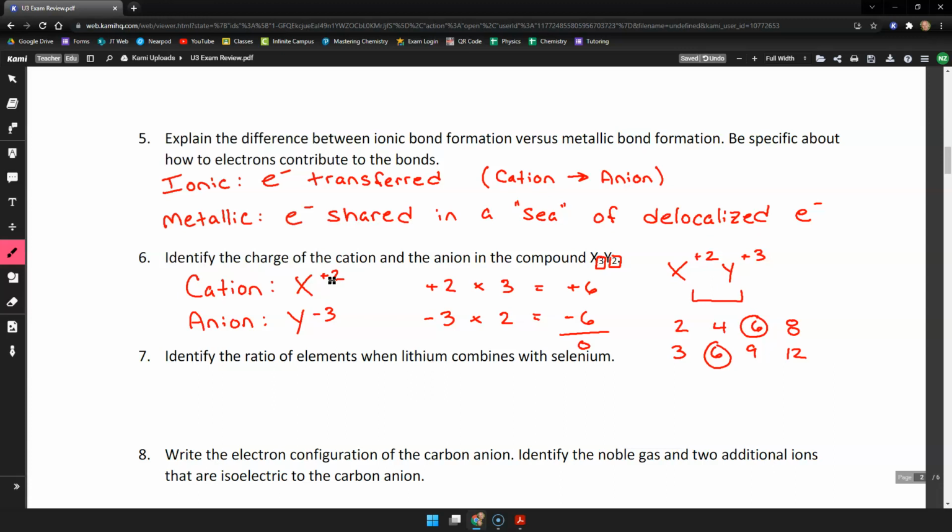Okay, number 7 says, identify the ratio of elements when lithium combines with selenium. So lithium, Li, has a charge of +1. Selenium, Se, on the periodic table is -2. So I need 2 lithiums for every selenium. So it's going to be a 2-to-1 ratio, which means that we're going to end up with Li2Se.